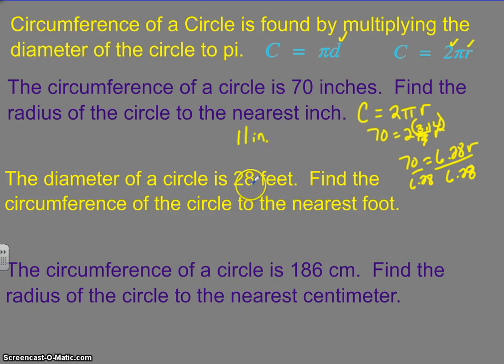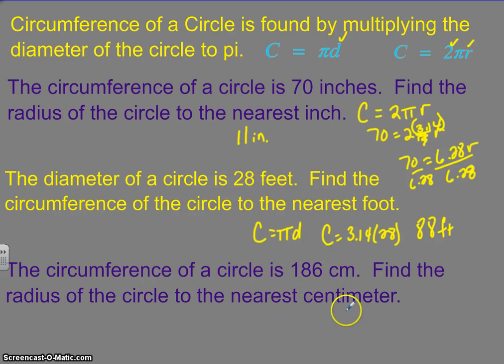Next one, diameter of a circle is 28. Find the circumference to the nearest foot. Okay, C equals pi times d, so C equals 3.14 times 28. Okay, 3.14 times 28, that equals 87.92. We're going to round that to 88 feet. Okay, and it's circumference, so it's just perimeter. It's not square units, it's just regular units.